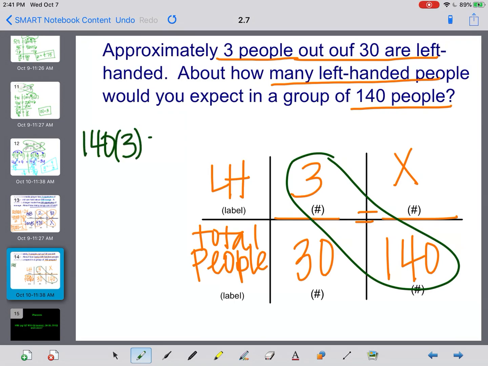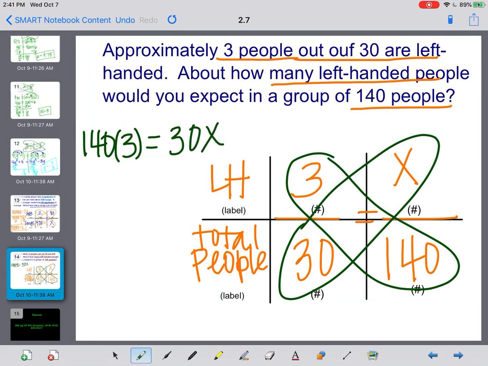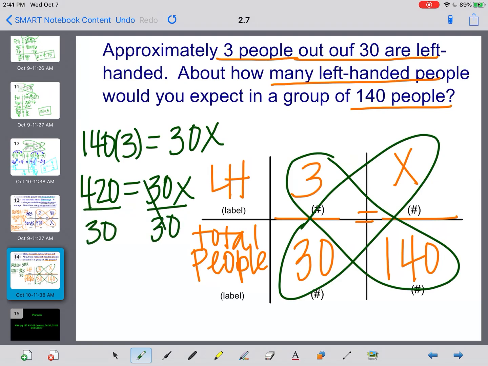Okay, so our cross products give me 140 times 3, set equal to 30 times x. Okay, well, 140 times 3 gives me 420, and then I'm going to divide by 30 to find out that if I had 140 people and the ratio stayed equivalent, there should be about 14 left-handed people.